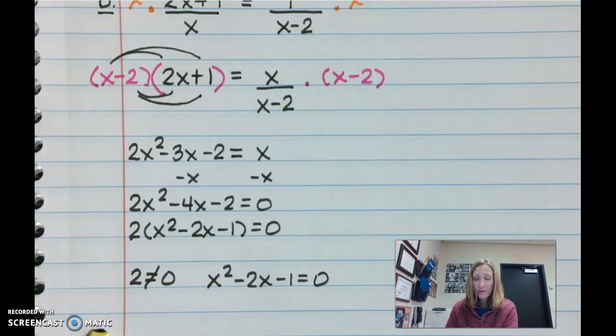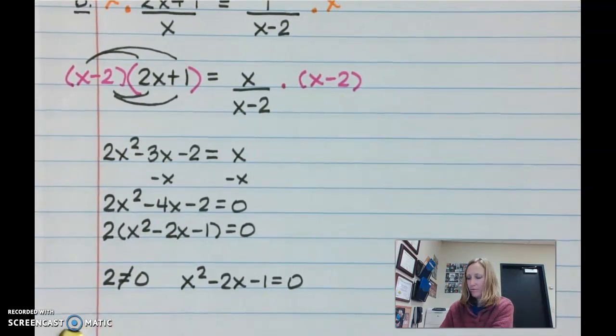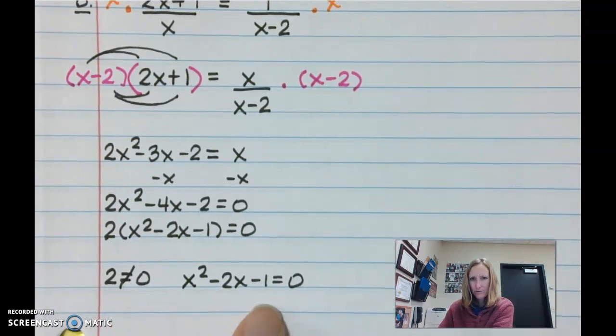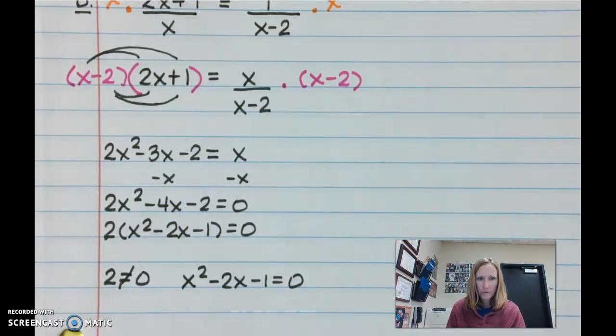So I could think about factoring. Are there two numbers that when I multiply, they give me negative 1, and when I add, they give me negative 2? Well, I don't think so. So I don't think we're going to be able to finish factoring this to solve. So I'm going to go ahead and use my quadratic formula.